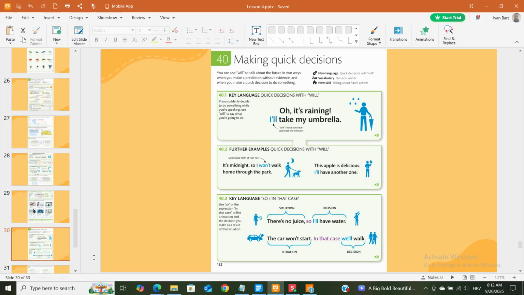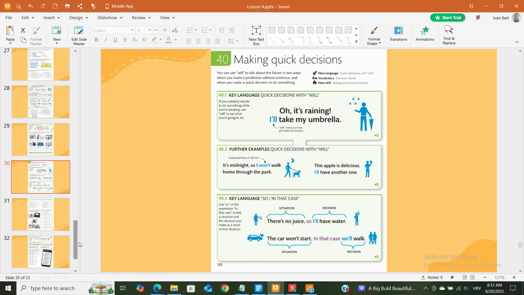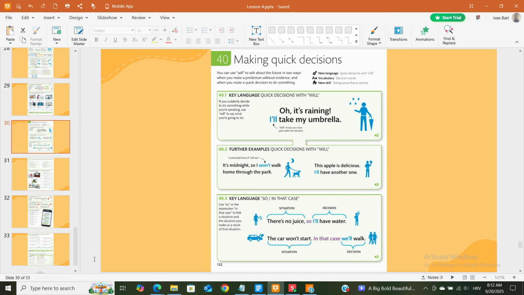40 Making quick decisions. You can use will to talk about the future in 2 ways: when you make a prediction without evidence, and when you make a quick decision to do something. New language: quick decisions with will, are decision words. 40.1 Key language: quick decisions with will. If you suddenly decide to do something while you're speaking, use will to say what you're going to do.